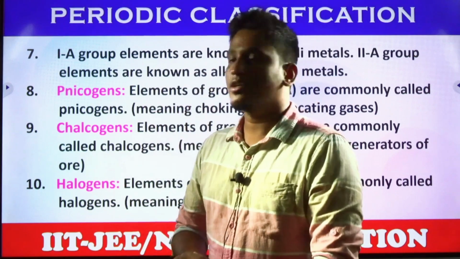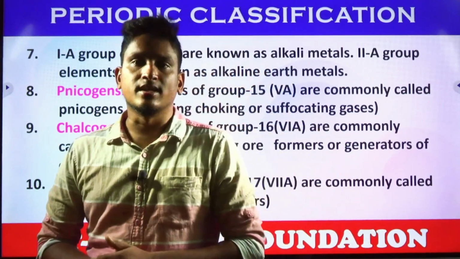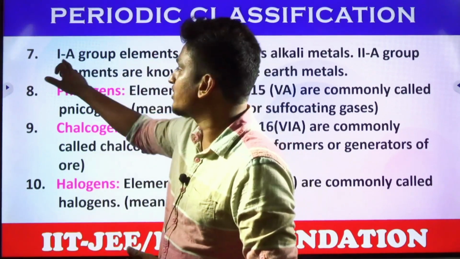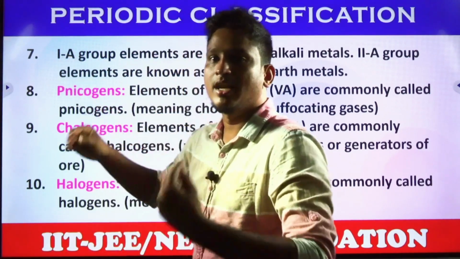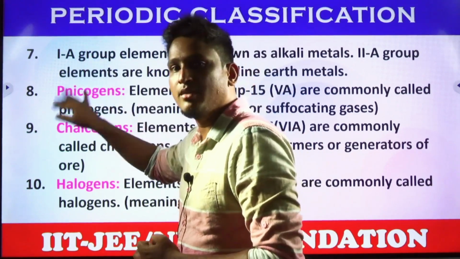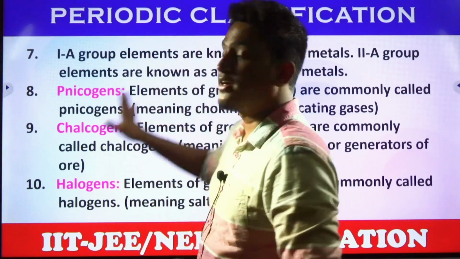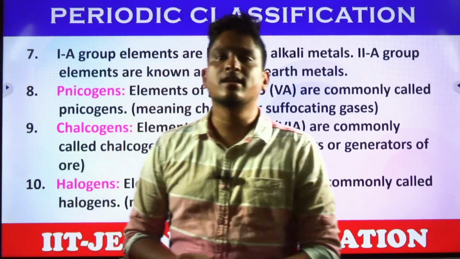First group elements are called alkali metals, whereas second group elements are called alkaline earth metals. Don't get confused, these are the old notations. Now they are replaced by normal numbers only, group 1, group 2. In the old notations we had 1A, 2A, 1B, 2B like that, but now they are replaced by normal notations. First group and second group elements are called alkali metals and alkaline earth metals.